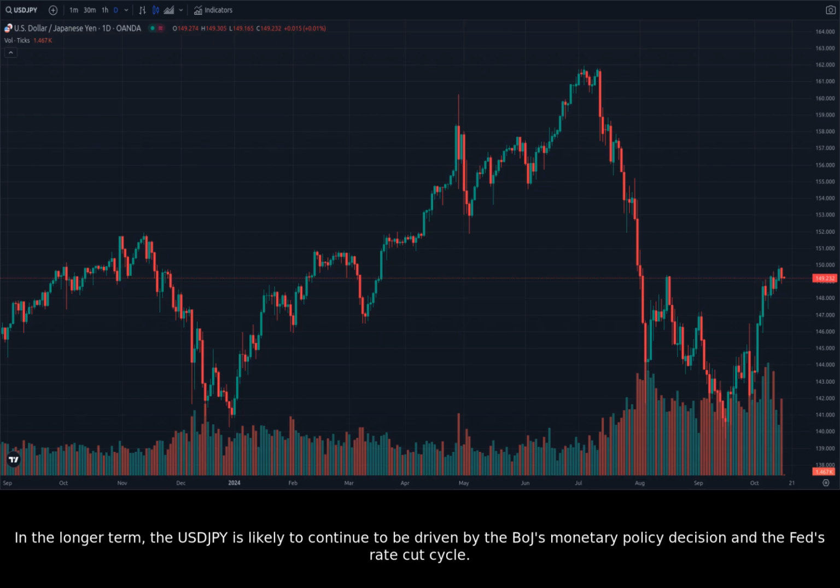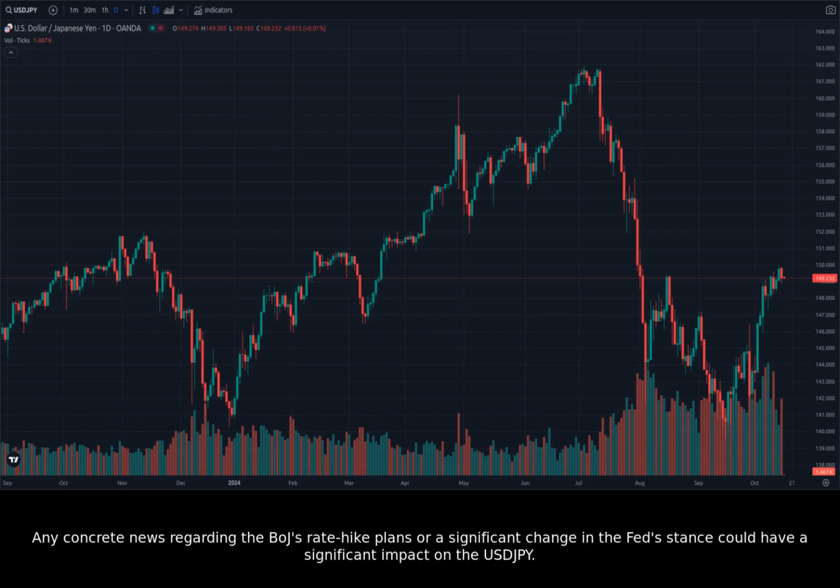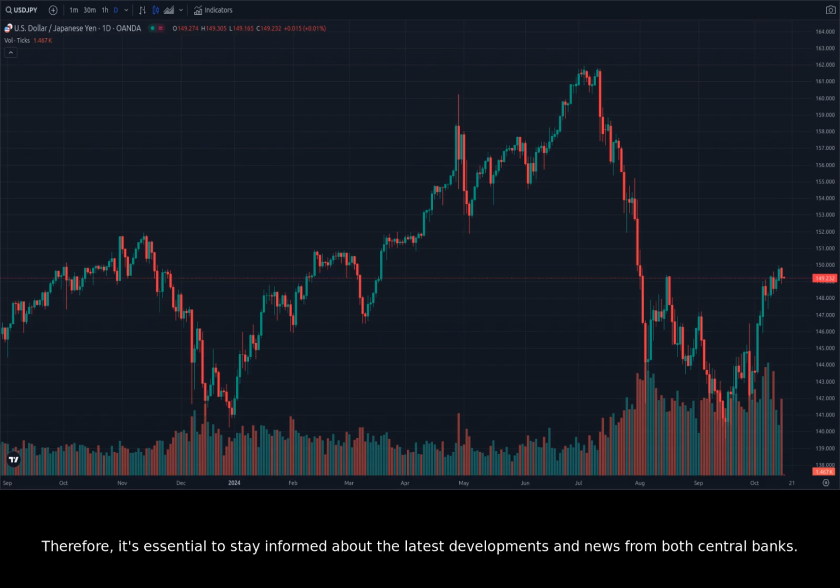In the longer term, the USDJPY is likely to continue to be driven by the BOJ's monetary policy decision and the Fed's rate cut cycle. Any concrete news regarding the BOJ's rate hike plans or a significant change in the Fed's stance could have a significant impact on the USDJPY. Therefore, it's essential to stay informed about the latest developments and news from both central banks.